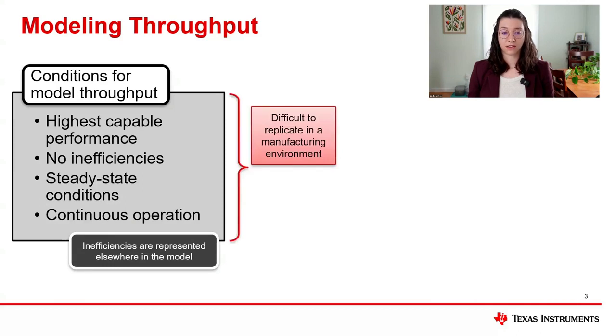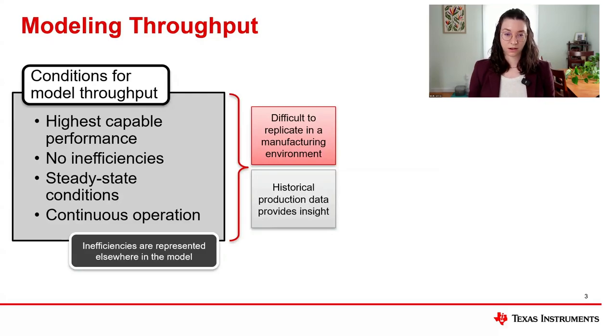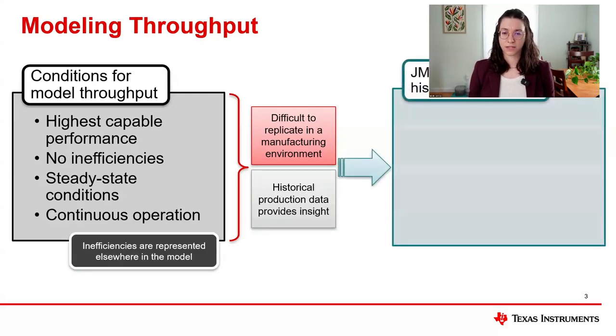Now, this is very difficult or impossible to replicate in a manufacturing environment. So rather than trying to run tests that reproduce this scenario, we use historical production data to try to find insight into what values might be if we were to run in this scenario. And that's where JMP comes in.